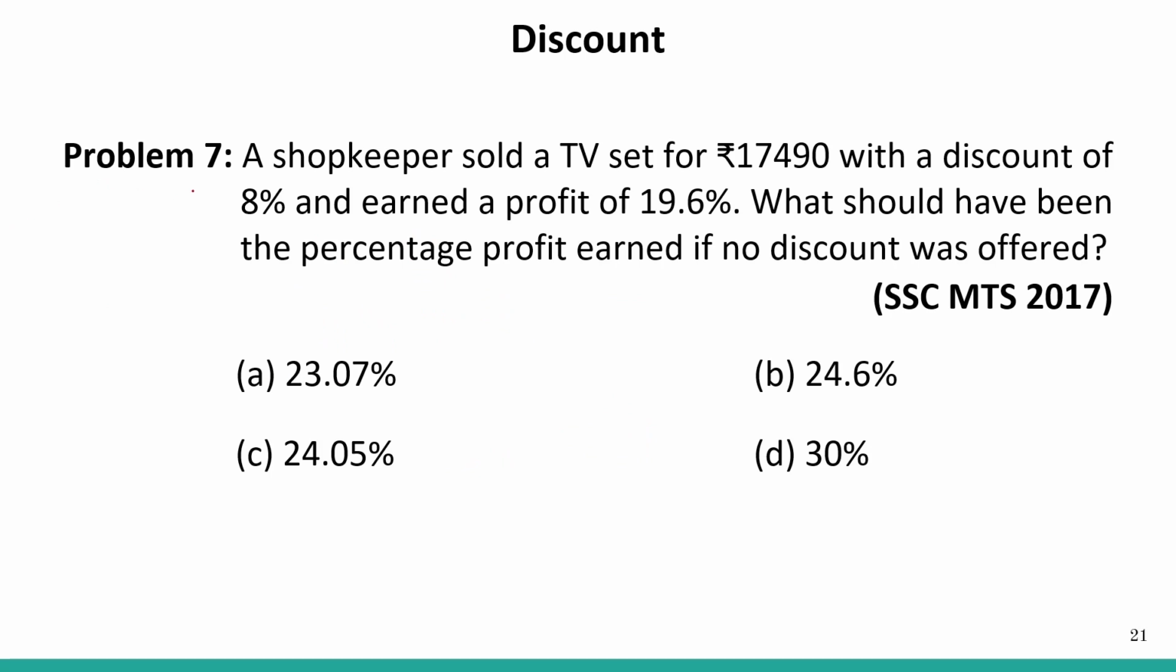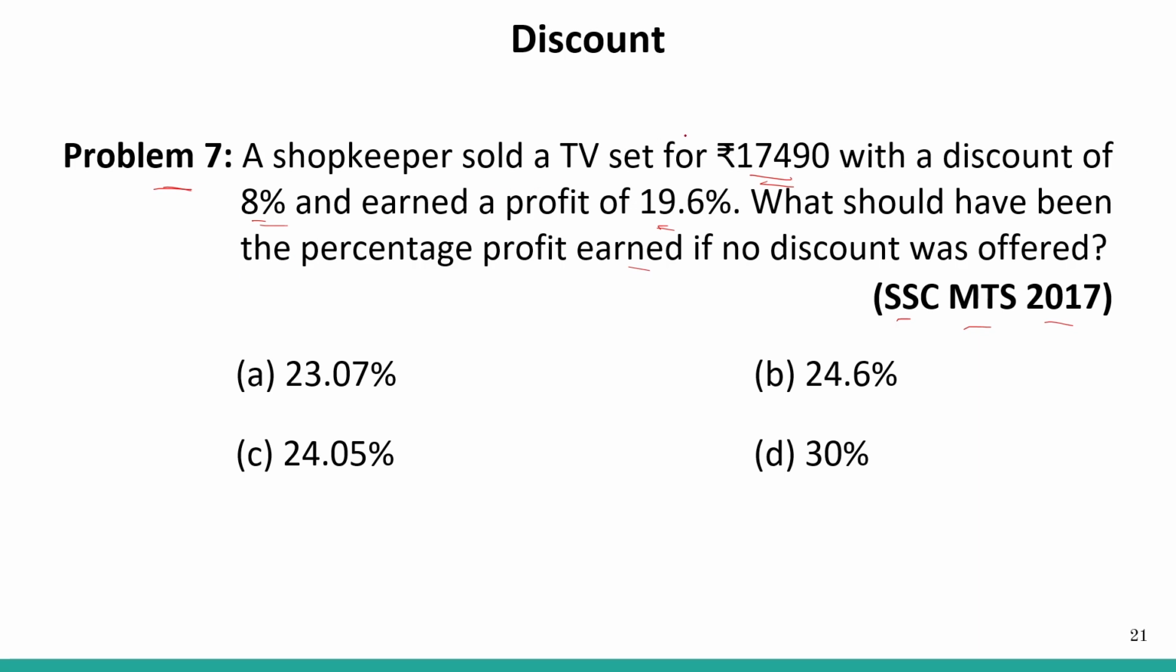So let's see problem number 7. A shopkeeper sold a TV set for 17,490 rupees with a discount of 8%, and earned a profit of 19.6%. What should have been the percentage profit earned if no discount was offered? This question has appeared in the SSC MTS 2017 paper. So which among these four, option A, B, C and D, is the correct answer? That's what we need to find out, right?